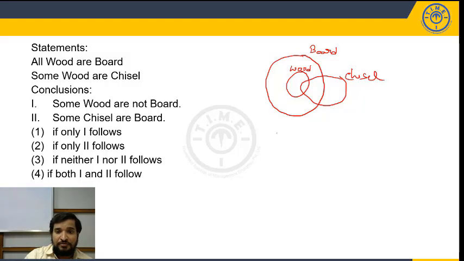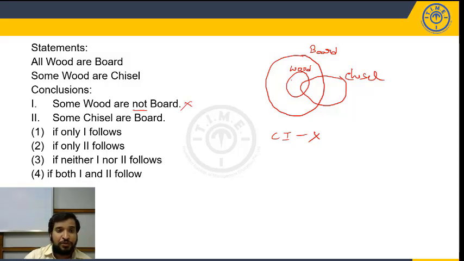Now what's the conclusion one? Some wood are not board. It's a negative conclusion. But what's the given statement here? All wood are board. That means the negative conclusion does not follow. Here all wood are board, so some wood are not board does not follow.